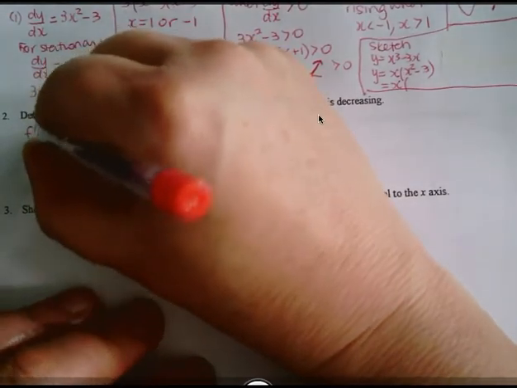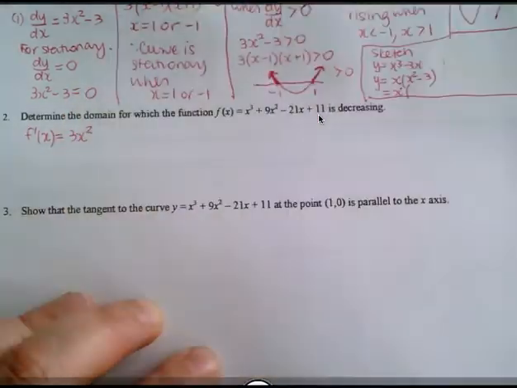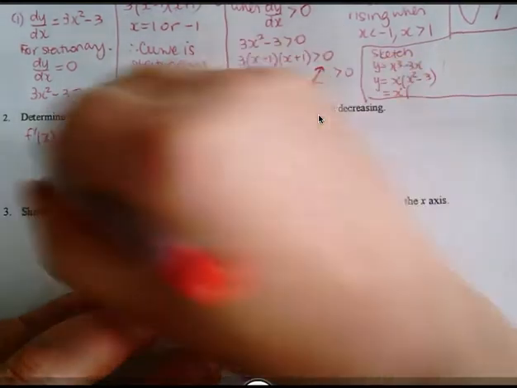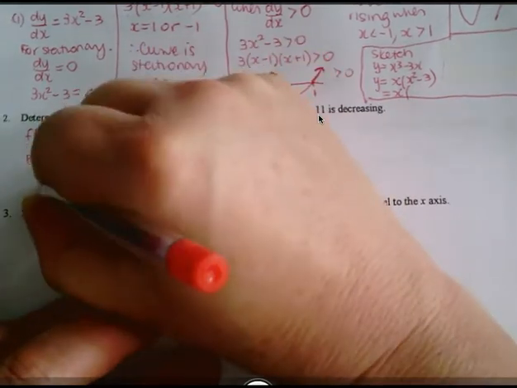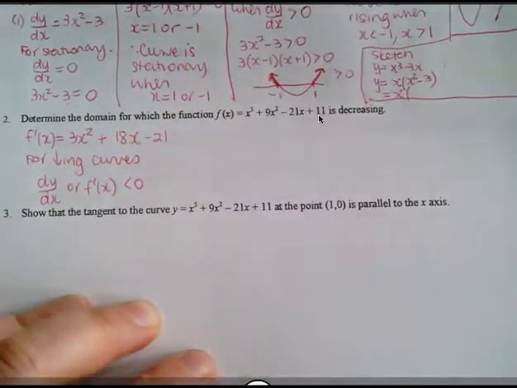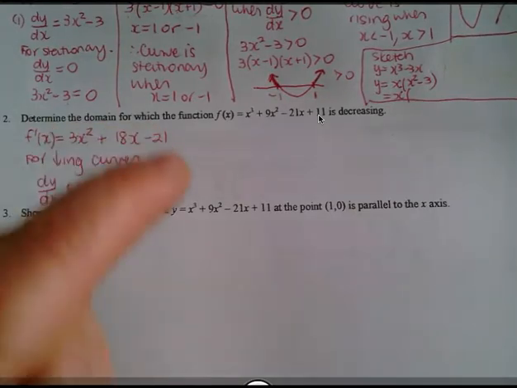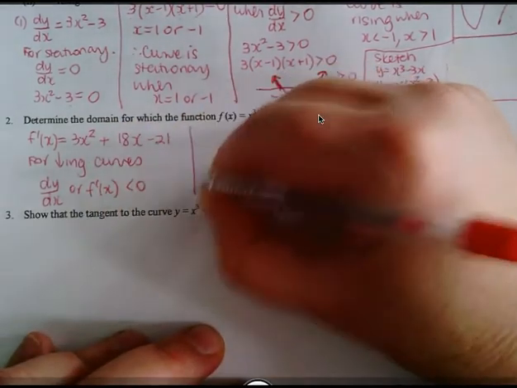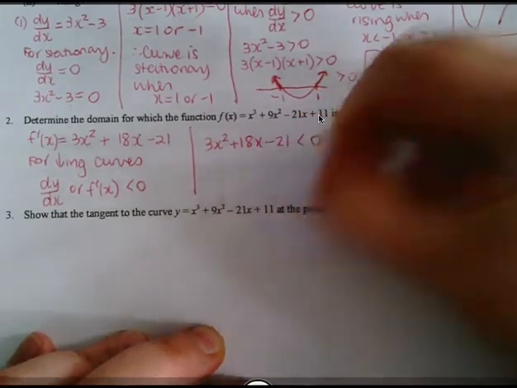So what have we got to do first? f dashed x. What does that equal? 3x squared plus 18x minus 21. Good. Now for decreasing curves, we know that dy dx or f dashed x is less than 0. Because we're using f of x here, we use f dashed x as our notation. So therefore 3x squared plus 18x minus 21 has to be less than 0.